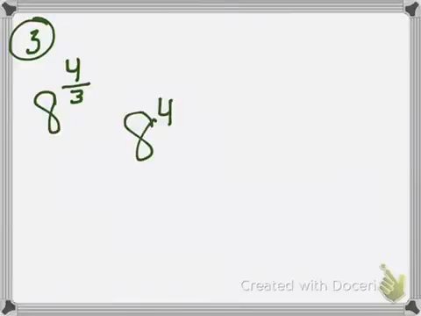Now, number 3, oh, that's not a good 3. Hold on, let me put that in the corner. So for number 3, we are given 8 raised to the 4/3 power. There are two ways we can write this. We can say that this is 8 raised to the 4th power underneath a cube root.